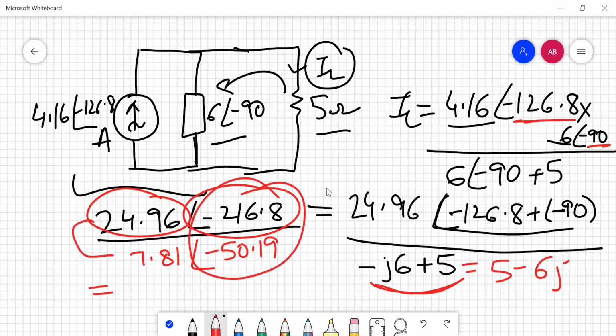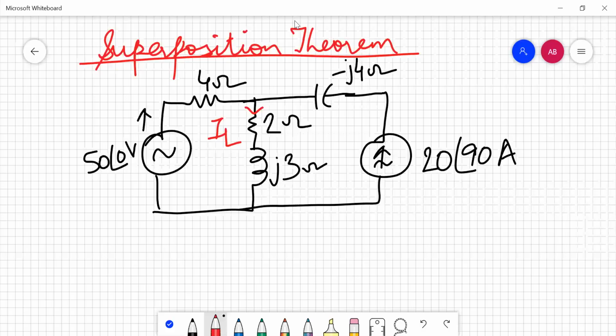By doing this, we get the value as 3.19 angle minus 166.61. So this is the value of my load current that we needed to calculate. So this was my Norton's theorem.